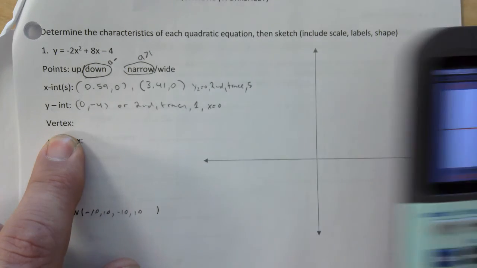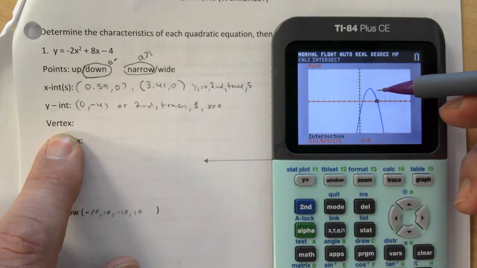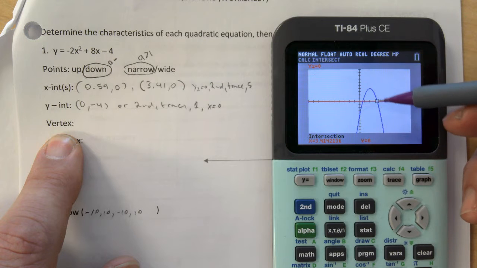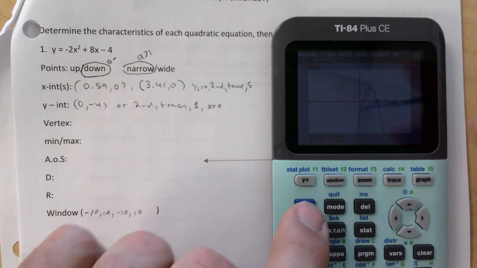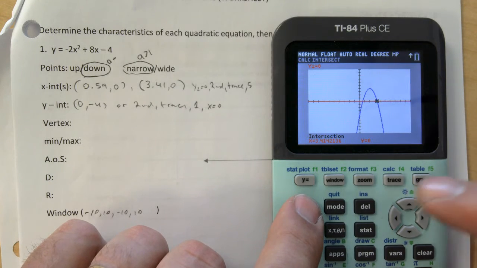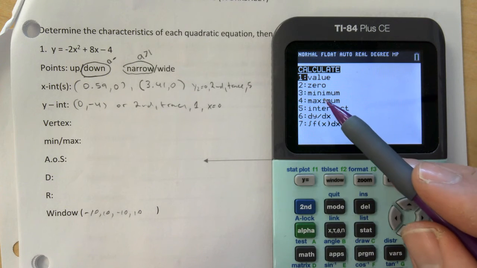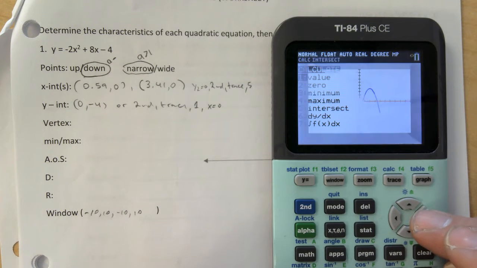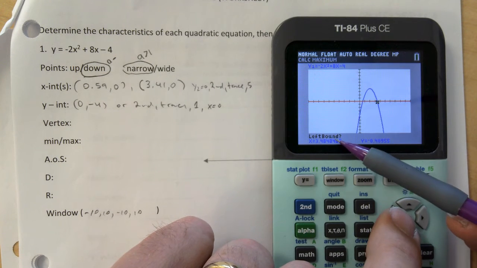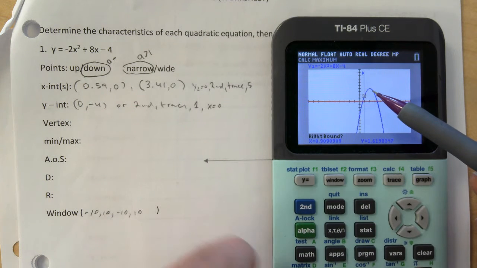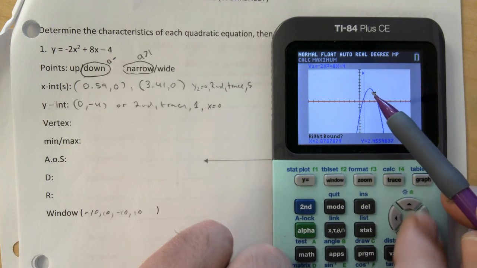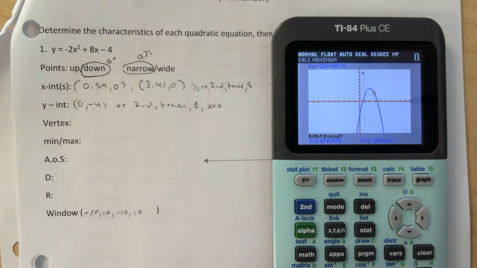Vertex, by now you know that the vertex on a parabola is where it changes trajectory, right? So at this point is the max, the highest. So I'm going to have to go second, trace 4 for max, maximum. You have to go to the left of it. So if this is the vertex, you go to the left of it, hit enter. You go to the right of it, okay? Hit enter again, and now you've narrowed it down between these 2 points. So it's going to find it for you.